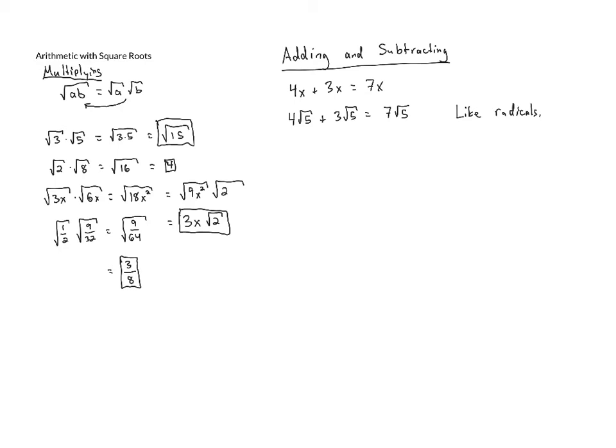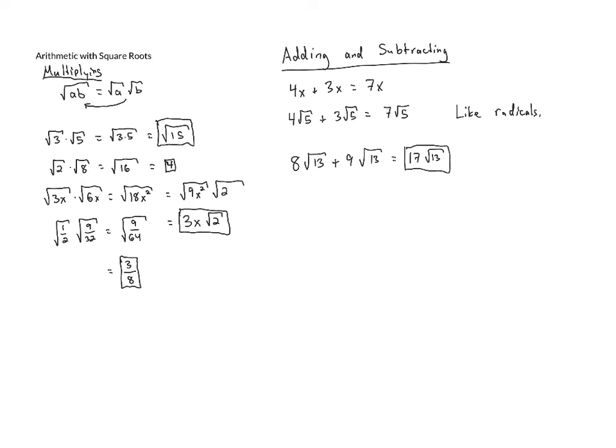Let's look at a few more like radicals that we can combine. Let's look at 8 root 13 plus 9 root 13. Are these like radicals? They are, because each one has the same radical. So we can combine them by adding the numbers out front. 8 plus 9 is 17. So we get 17 root 13.